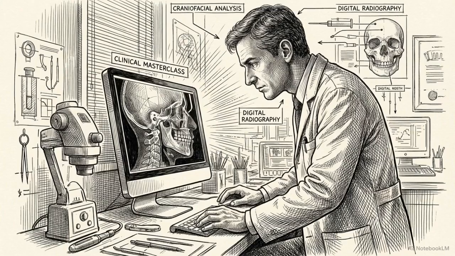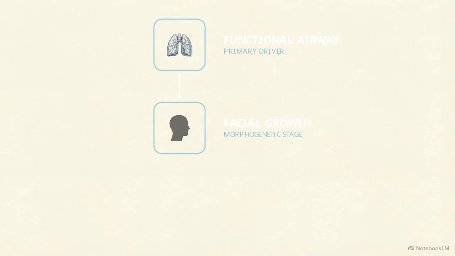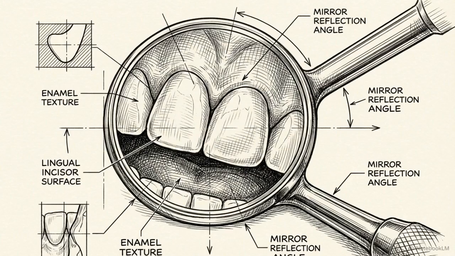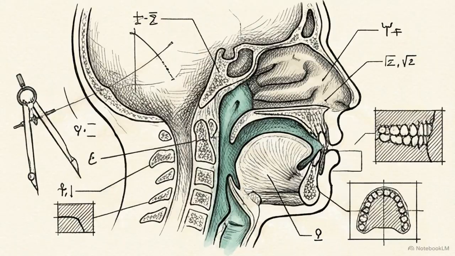Returning to the clinical setting, the hierarchy of the craniofacial matrix is clear. Functional airway dictates facial growth, and that facial growth dictates dental occlusion. This demands a shift in diagnostic protocol. Clinicians must look past the surfaces of the teeth and actively screen the geometry of the airway using cone beam computed tomography volumetrics. Structural risk can be directly quantified.